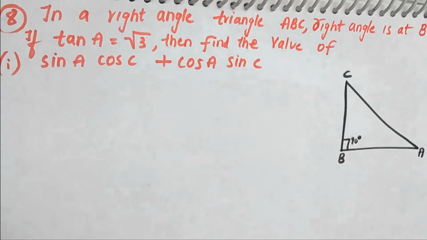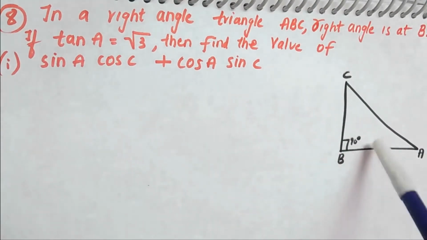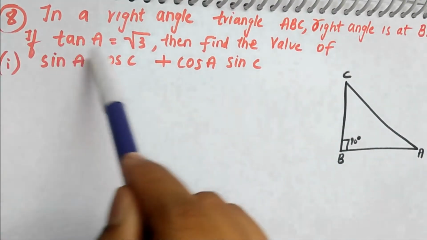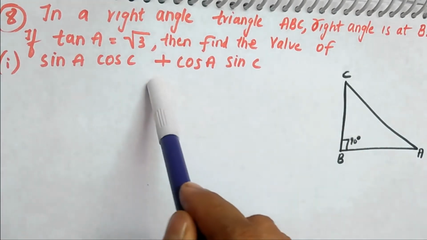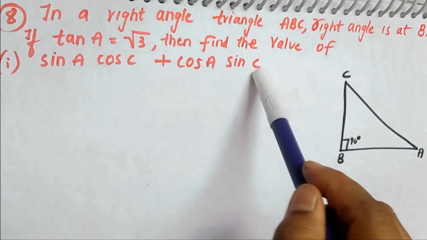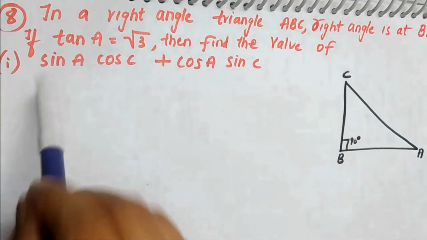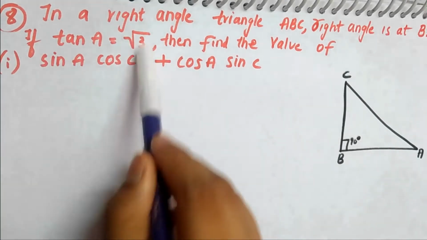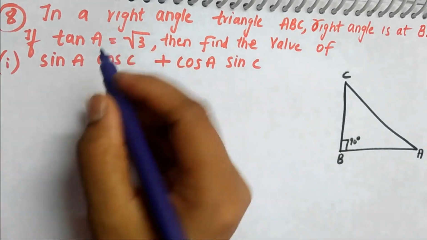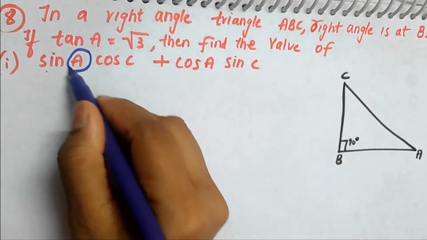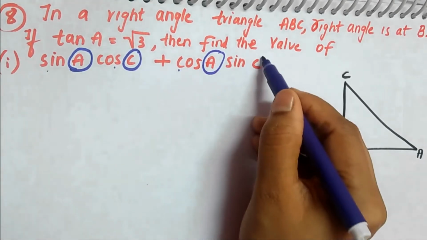In a right angle triangle ABC, right angle is at B. Right angle is at B always, usually. If tan A is root 3, then find out the value of sin A cos C plus cos A sin C. The specialty of this problem is we don't just have sin A, cos A, sin B, cos B. It's not that. You should be very careful with it. It is sin A, cos C, cos A, sin C.